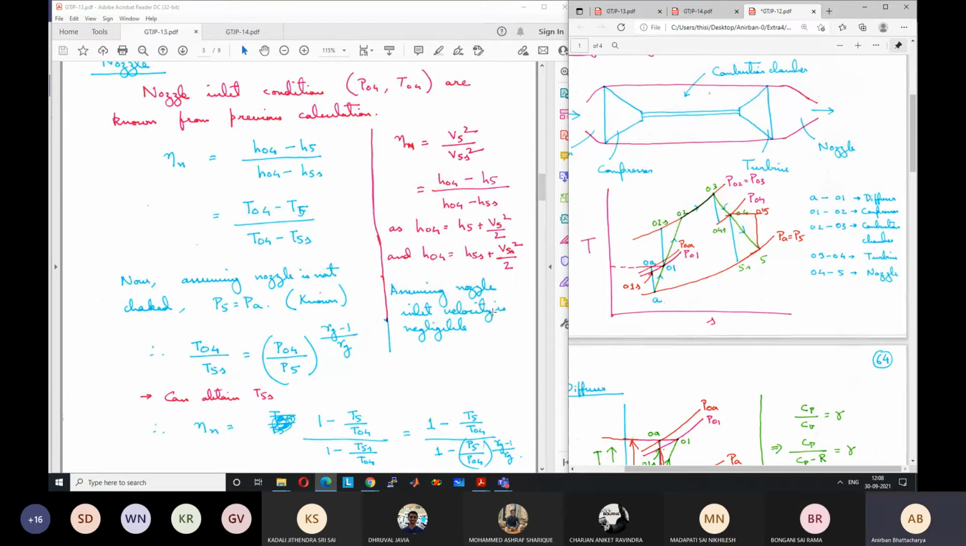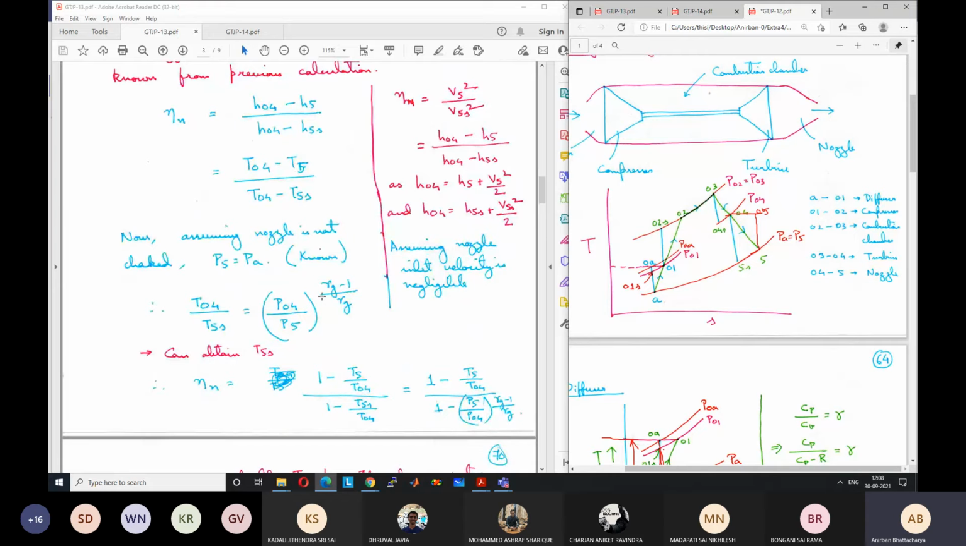So in the case when the nozzle was not choked, when P5 was equal to PA, we could easily calculate what is needed. Ultimately, we need the velocity at the exit to calculate the thrust. To calculate the exit velocity, we want to know the change in enthalpy that is occurring, which is based on the change in temperature. The change in temperature we could obtain using the pressure ratio. P04 we will obtain after calculating the conditions of the turbine, and P5 is the ambient pressure in this case.